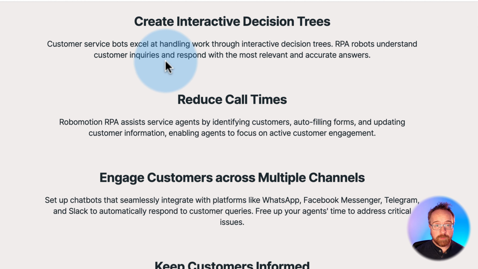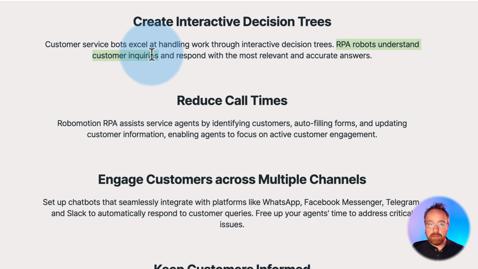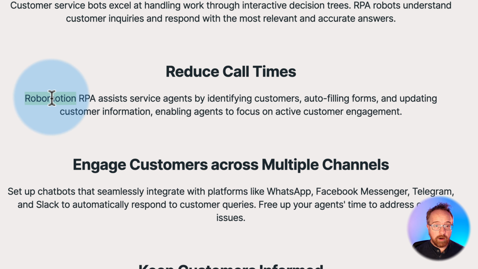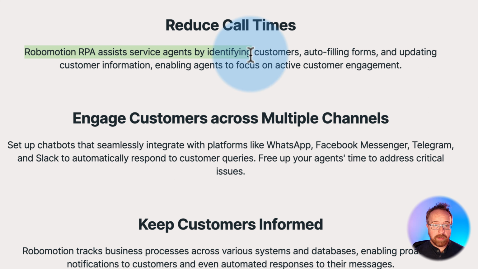In the customer service space, you can have customer service bots that you build either using the templates, or they even have a marketplace now where you can buy pre-built bots or you develop it yourself. RPA robots can understand customer inquiries and respond to them with the most relevant and accurate answers. Think ChatGPT type responses. RPAs can assist service agents by identifying customers, autofilling forms, and updating customer information automatically on the fly while the customer service agent is working with your customer.